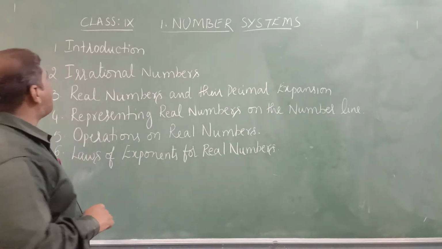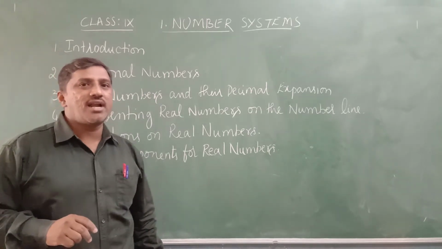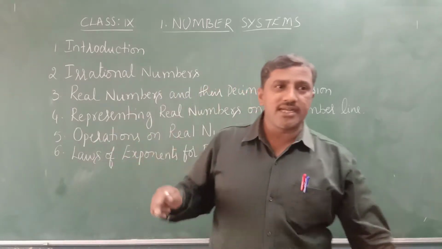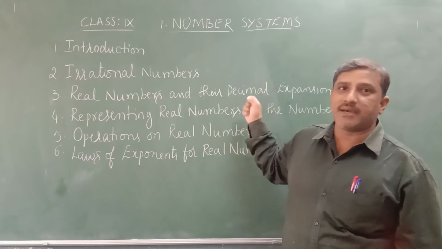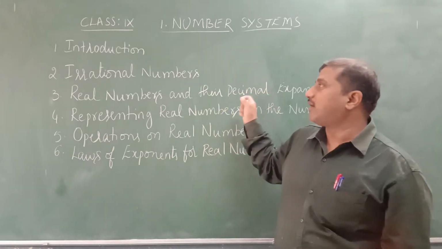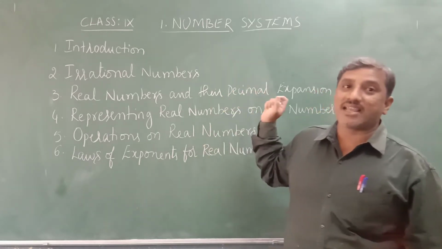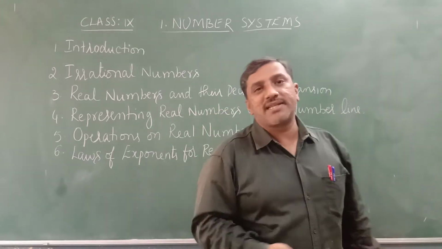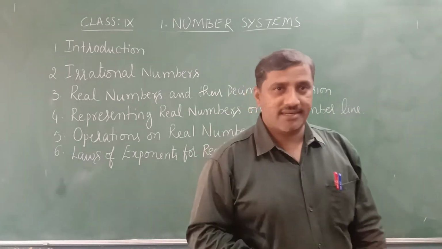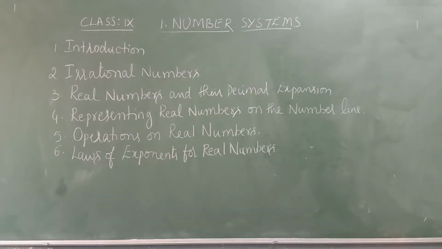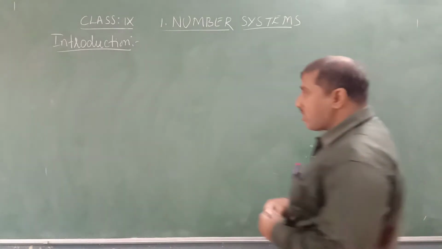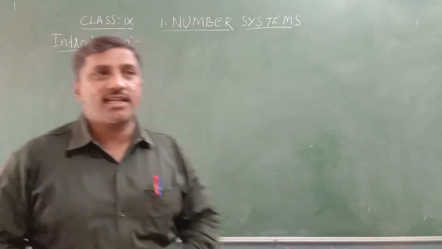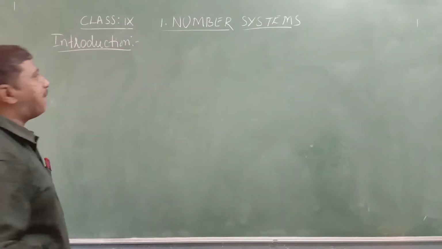So now we will continue with the introduction topic. In that topic we are going to discuss different kinds of numbers like natural numbers, whole numbers, integers and rational numbers, and how we represent them on the number line. Now under introduction, we are going to discuss different types of numbers.